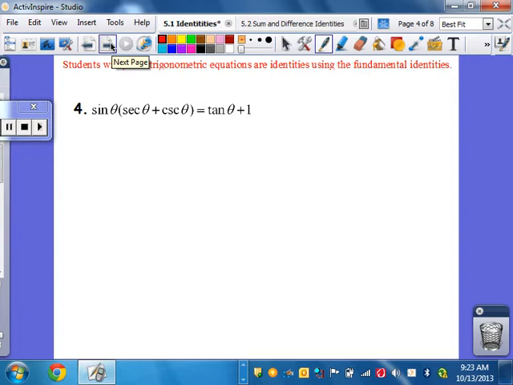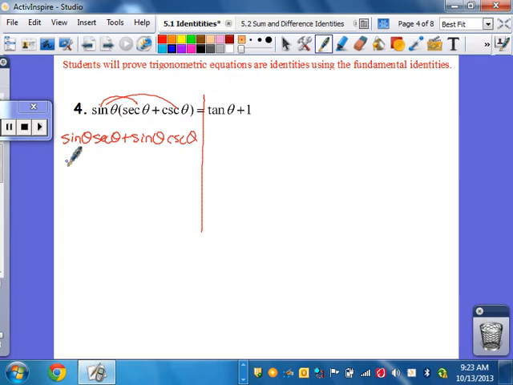This one's basically the exact opposite. Notice that I have parentheses here, and I don't on the side that I want it to look like. So if I'm going to do it this way, I'm going to end up distributing in the sine. So I'm going to go sine theta secant theta plus sine theta cosecant theta. Once I distribute it in, I'm going to change it all to sines and cosines. So I have sine theta times secant, which is 1 over cosine theta, plus sine theta times 1 over sine theta.